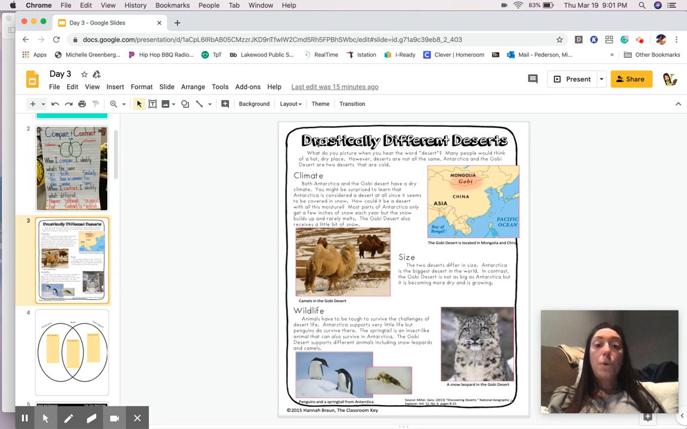Climate. Both Antarctica and the Gobi Desert have a dry climate. So again, there's my key word, both. You might be surprised to learn that Antarctica is considered a desert at all, since it seems to be covered in snow. How could it be a desert with all of this moisture? Most parts of Antarctica only get a few inches of snow each year, but the snow builds up and rarely melts. The Gobi Desert also receives a little bit of snow. So my key word right there was also.